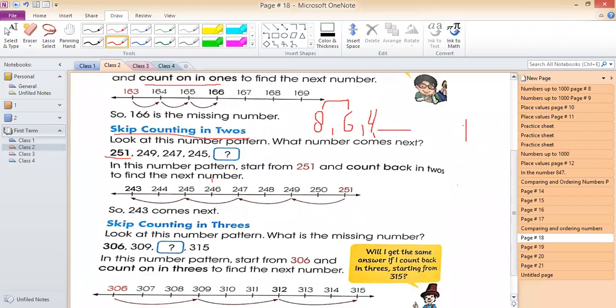Before 8, what comes? 7. Before 7, 6. So before 8 is 7, and before 7 is 6. That means we are counting back in twos. Again, I will check. Before 6, what comes? 5. And then 4. So I can find out the next number also. Before 4, what comes? 3. And then 2. So it should be 2. The pattern here is that I'm counting back in twos. Clear, guys?